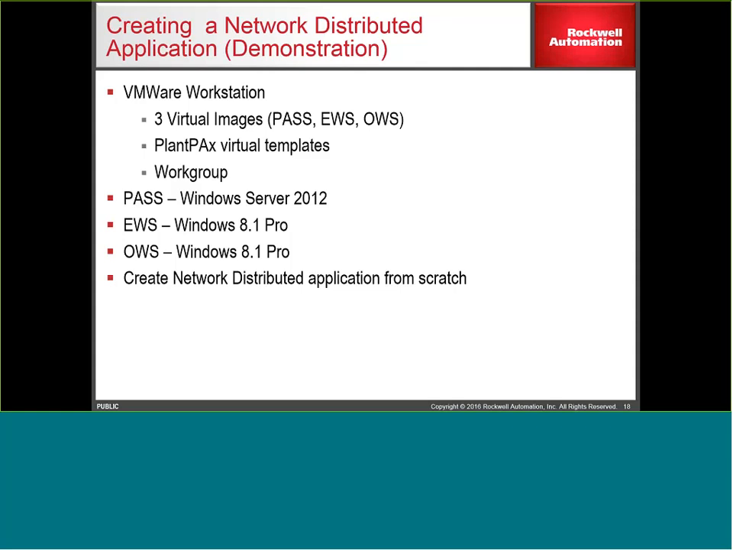These are the actual computer names. All of these PCs are in a workgroup. All right, and I've also listed the operating systems here. So our PASS server has Windows Server 2012. Our engineering workstation and our operator workstation both have Windows 8.1 Pro. And I'm going to hopefully demonstrate to you how to create a network distributed application from scratch.